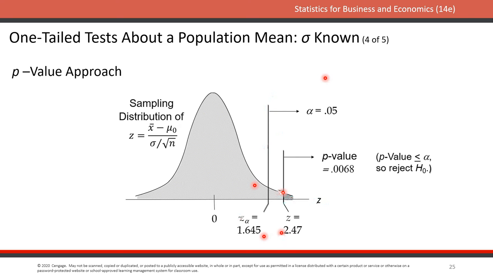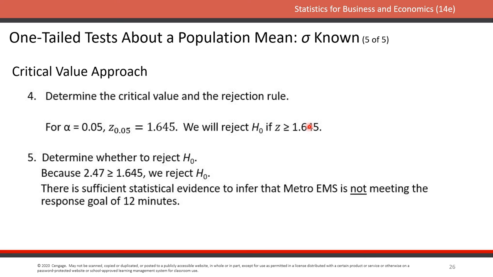I find the cutoff on the top end, so that I only have 0.05 error on the upper end for an upper tail test. The z value for that is 1.645. And we're going to reject the null if the test statistic is bigger than 1.645. So again, we're comparing the test statistic to the critical value in the critical value approach. In this case, because our test statistic is bigger than the critical value, we reject the null hypothesis.